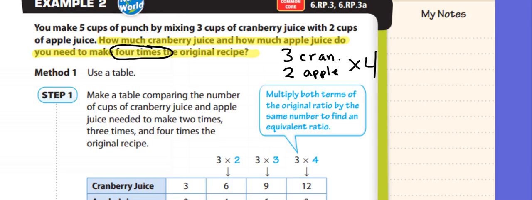3 cups of cranberry juice times 4 would be 12 cups of cranberry juice, and 2 cups of apple juice times 4 would be 8 cups of apple juice. And if you look down at method 2 at the bottom, you'll see that that would be the ratio. That's actually the same thing as the ratio on the table too. So the basic concept here is that when you multiply one part of a ratio, you have to multiply the other part of the ratio by the same number.